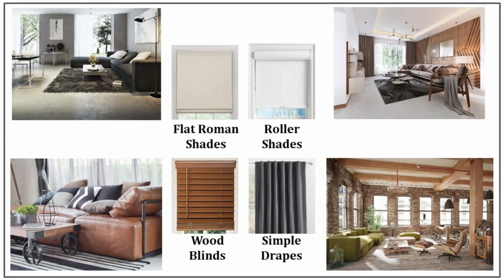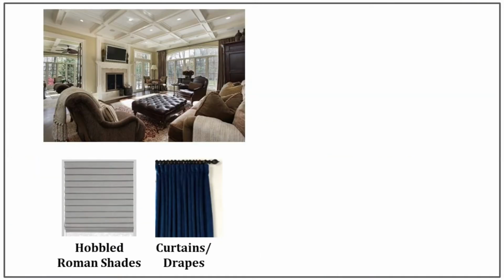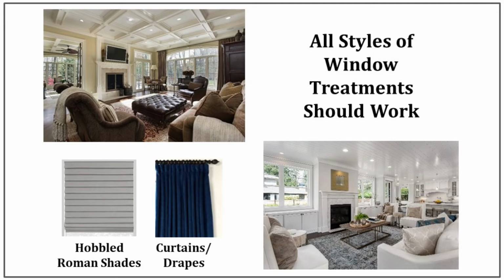For a contemporary, mid-century modern, industrial, or urban modern look, great window covering choices would include flat Roman shades, roller blinds, wood blinds, or very simple and clean drapes. For a traditional style, formal and heavy curtains or drapes are a must, but hobbled Roman shades are also a great choice. For a transitional style, any window covering will generally work.